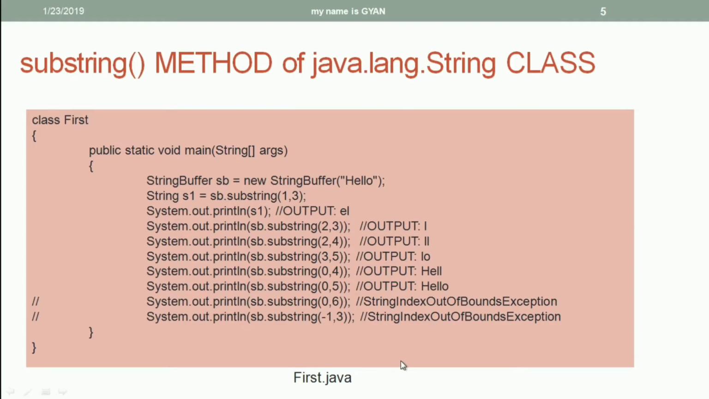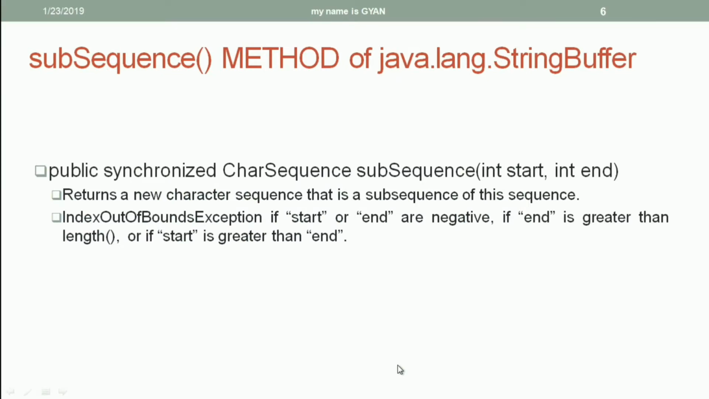Apart from the substring method, there is one more method in the StringBuffer class and that method is the subSequence method. There is only one difference between the subSequence method and the substring method. Instead of returning the reference of type string, the subSequence method returns the reference of type CharSequence. And we know that the CharSequence is an interface. The interface CharSequence gets implemented by all the three classes, string, StringBuffer and StringBuilder, all the three classes.